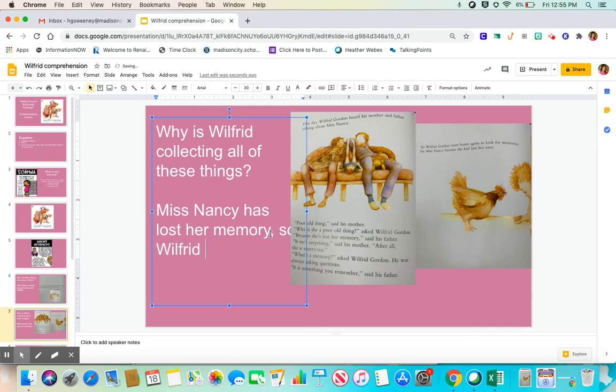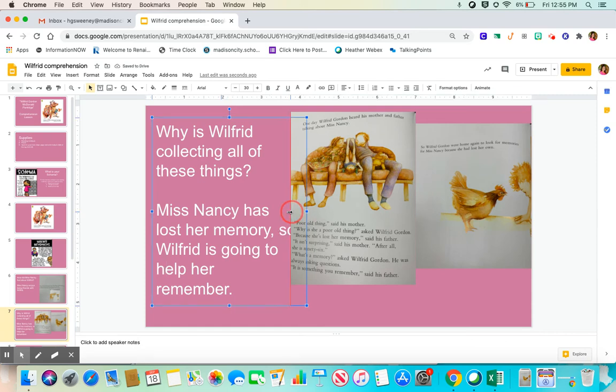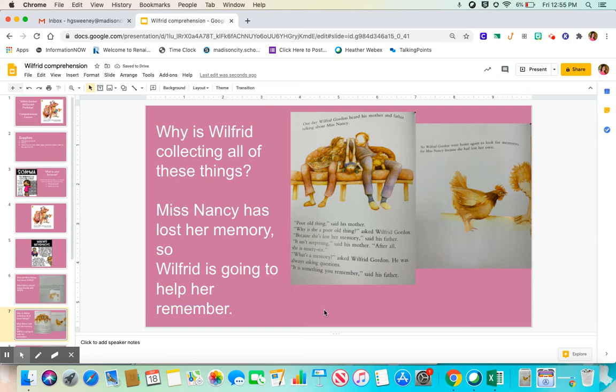So Wilfrid is going to help her remember. Go down to the next slide. All right. So looking here, we can see Miss Nancy has lost her memory according to the text. And then Wilfrid is going to help look for her memories. Now we know that he can't really find her memories because these are things that you keep in your head. But he is going to use these things that he's collecting to help her remember her memories.